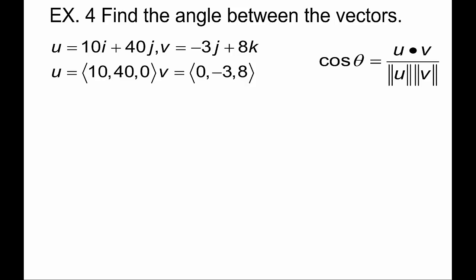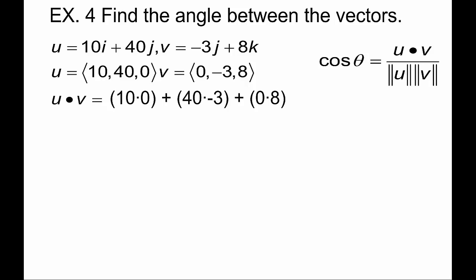The formula for the angle between two vectors is cosine theta equals u dotted with v over the magnitude of u times the magnitude of v. So we have 3 things that we need to find before we can plug into this formula. Let's start with the dot product. So u dotted with v is going to be 10 times 0 plus 40 times negative 3 plus 0 times 8. So the dot product will simplify to equal negative 120.